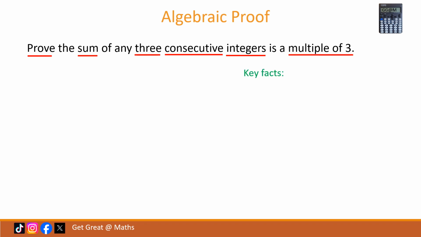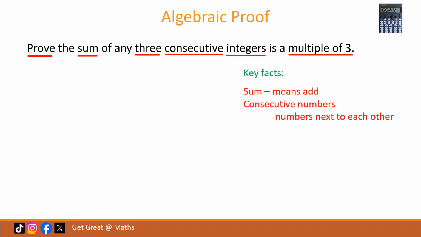Now we're going to look at the key facts in this question, what these keywords mean. So the first key word up there is the word sum, and that means add. So you're going to be adding together terms. And specifically, we're going to be adding together 3 terms because we have got 3 consecutive numbers. So the word consecutive means in a row. So I'm looking for 3 numbers in a row. Now these 3 numbers in a row can be any 3 values.